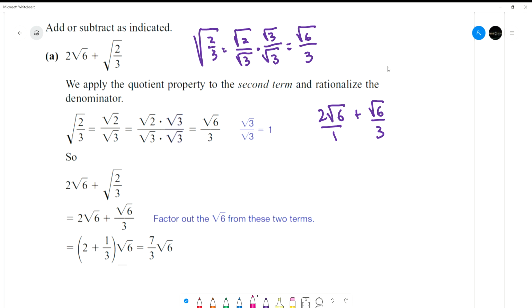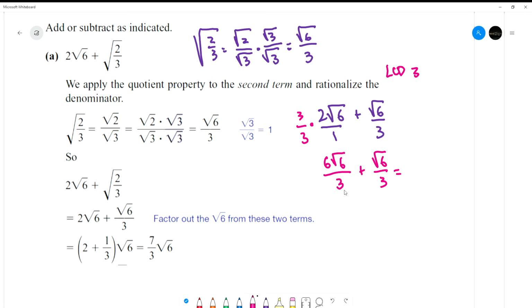First, I have to identify the LCD. The LCD of 1 and 3, I hope, is pretty obvious. It's just 3. So the second fraction is okay, but the first term, I actually have to multiply by 3 over 3. Therefore, I get 6 radical 6 over 3, right? You can only multiply numbers outside of the radical, not with the numbers inside, right? So that's why it's 6 root 6 over 3 plus 1 root 6 over 3.